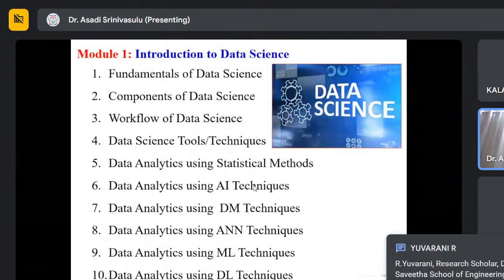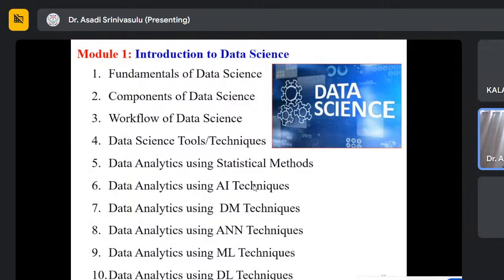Data analytics using machine learning techniques like supervised learning techniques, unsupervised learning techniques, and reinforcement learning techniques. Then data analytics using deep learning techniques, learning from the observational data in a deep manner by using ANN, CNN, RNN, LSTM, TensorFlow, Keras, and scikit-learn, Theano, PyTorch, Matplotlib, Pillow, Pandas, NumPy. Various frameworks we are integrating and developing various models in order to predict and detect various applications.